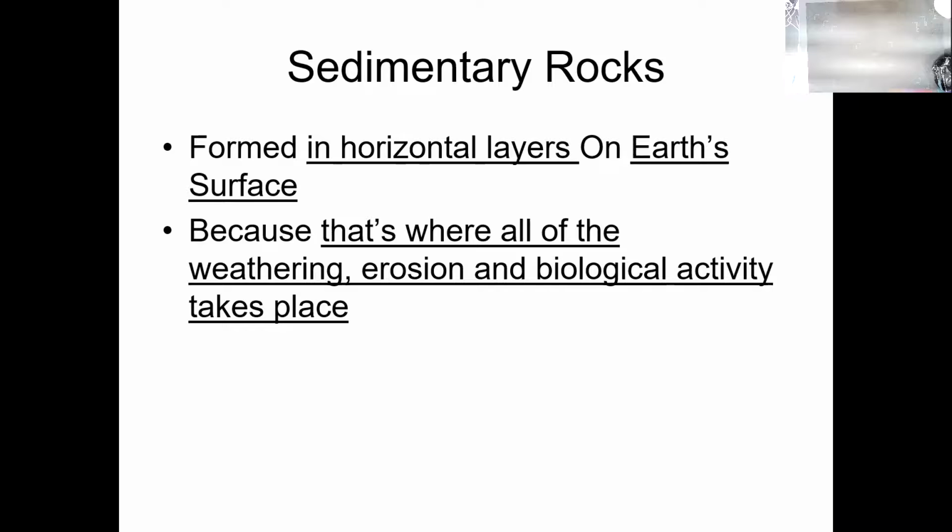Come on guys, you can think too. Sedimentary rocks are on the surface. So why are they the ones that have fossils in them? Because the living things are on the surface. What are fossils made out of? Okay, plants and animals, and they live on the surface. They don't live deep underground where other rock types are made.